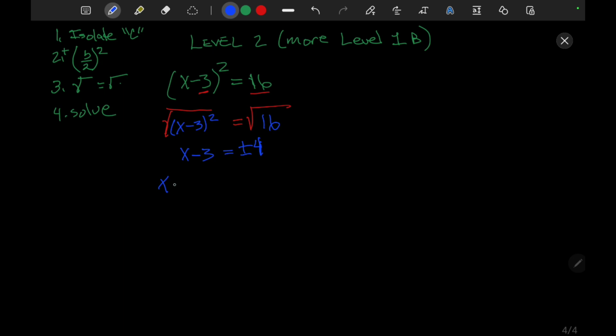So now my equations are a little bit more difficult because I have x minus 3 equals negative 4 and x minus 3 equals positive 4. So again, I need to solve for x, so I'm going to add 3 to get 0. Since these are like terms, that gives me negative 1. So x equals negative 1.